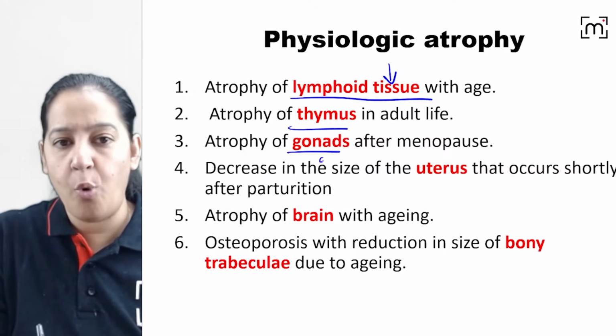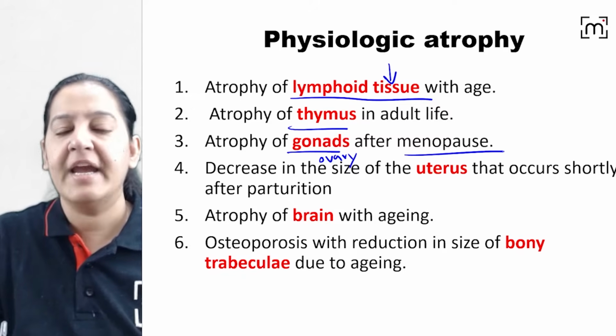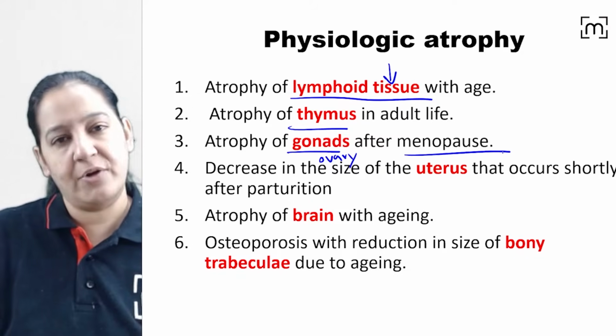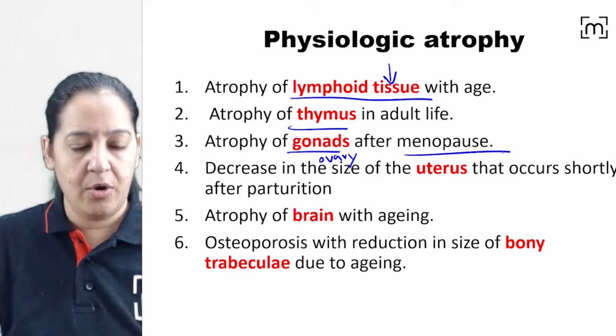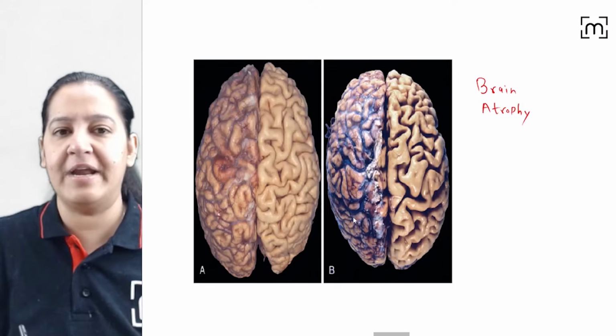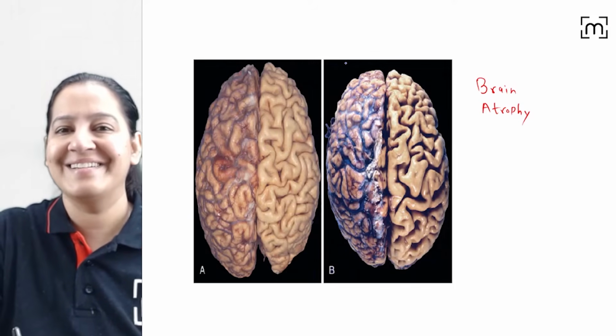The third can be the ovary after menopause. In a female, after menopause, the size of the ovary shrinks. You know that? The reason is atrophy. Right. Now, the fourth example is the brain. You know, with aging, the brain decreases. Can you see the two brains here? Can you see the two brains?